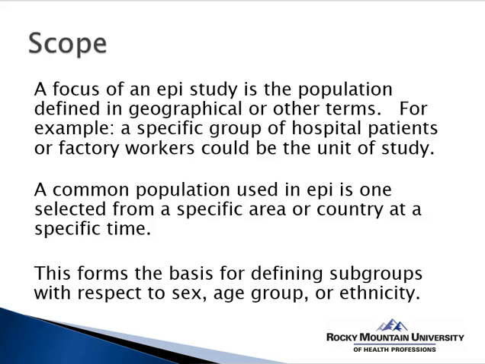I've done some work with migrant farm workers, and so if I was looking at injury within individuals who worked on a vineyard, I would want to make sure I was identifying those who did agricultural field work versus those who worked, say, within the cellar or who were working in the front office area. A common population used in epidemiology is one selected from a specific area or country at a specific time. This forms the basis for defining subgroups with respect to sex, age group, or ethnicity.